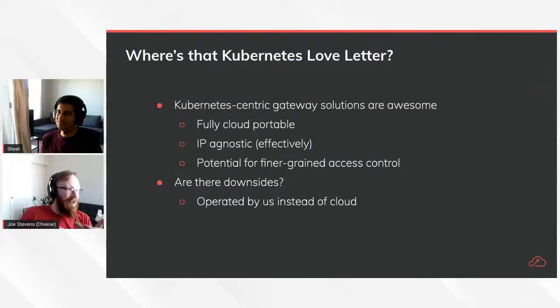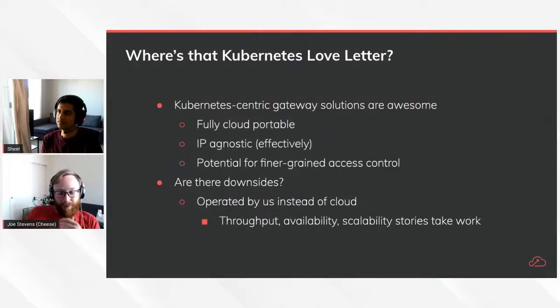It's also just not our core business. We process data. We happen to need to access things as part of that. And we try to reuse tools that exist already. This ends up affecting the throughput, availability, and scalability stories, which ultimately all take work to iterate on and refine as you are trying to make these solutions work really well. But at the end of the day, it works really great.